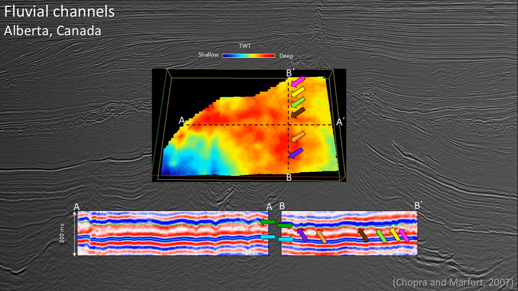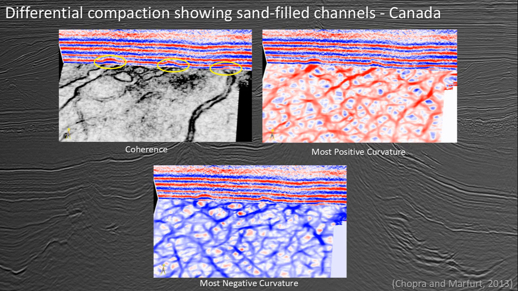First, let's start off in Alberta, Canada, where we can see some fluvial channels in this time structure map on the top, as well as some of the seismic data that shows those channels in the seismic vertical section below. Now we're looking at the coherence, most positive curvature, and most negative curvature, which show differential compaction over that channel system. We can see that the most positive curvature image exhibits the classic dendritic channel pattern, and we see structural highs with less compaction over the channel axes, indicating that these channels are most likely filled with sand. The most negative curvature image highlights the structurally lower interfluves, which would have been more likely shale.